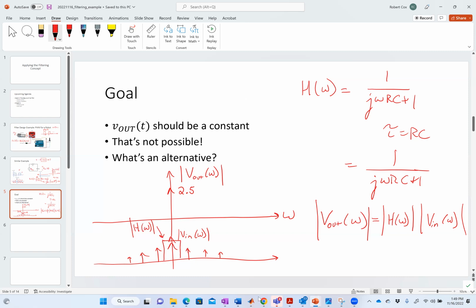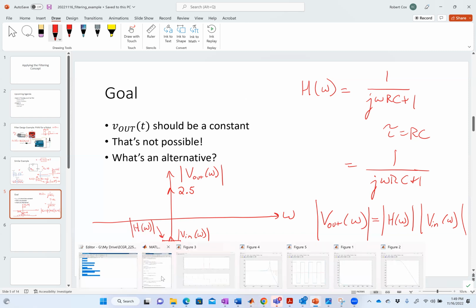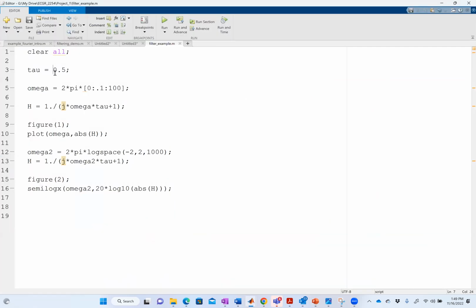Well, one way to do it would be to do what I did here, and I went into MATLAB. All right, and I specifically did this here. I let tau be 0.5. Okay, 0.5 seconds would be the units on that. And then I made an omega vector that goes from 0 to 100 hertz. You're not going to like what I did here. 0 to 100 hertz, I multiplied it by 2 pi. So this became an omega value. This is going from 0 to 628 radians per second, I guess. All right. And then I plugged it into the H function.